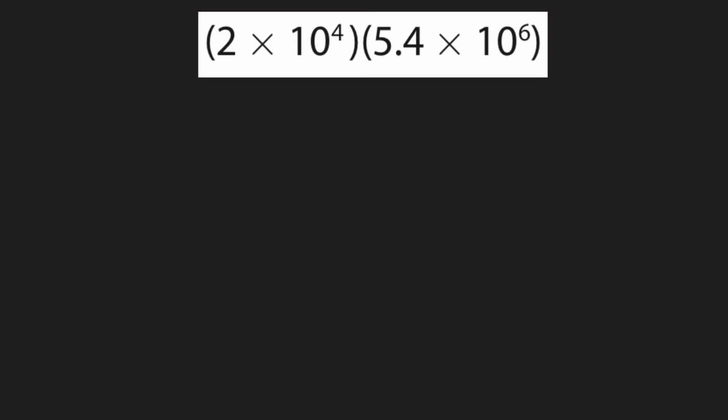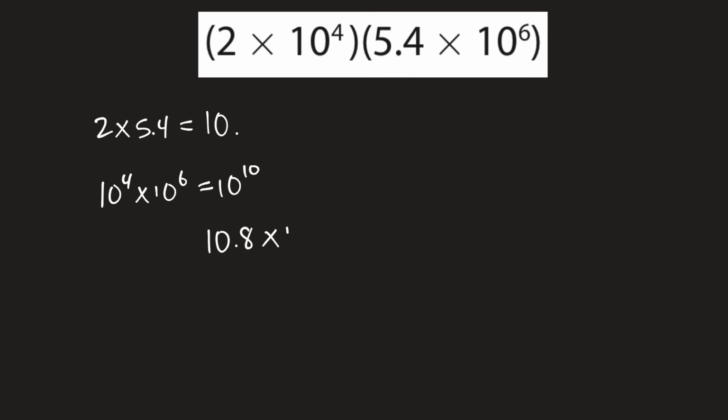And so it's 10.8. And then we have 10 to the 4th times 10 to the 6th, which is 10 to the 10th, because you add those exponents. Now we put this all together, we would have 10.8 times 10 to the 10th. But we can't do this because that is bigger than 10. So that decimal needs to go over here.